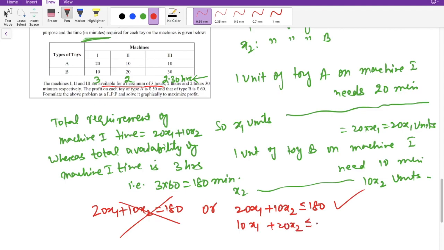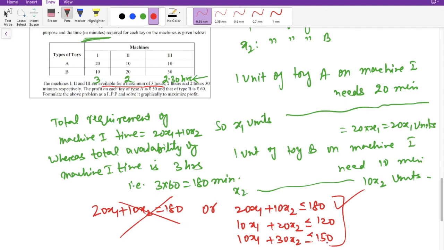The second machine has an availability of only 2 hours, so it has 120, and the third is 10x1 plus 30x2, and they are saying 2 hours 30 minutes, so it comes out to be 150 on the same lines. Now, are you forgetting something? Is this the complete problem, or are you forgetting something?